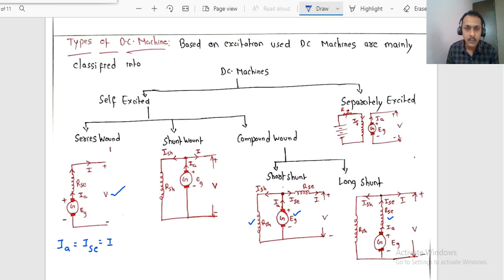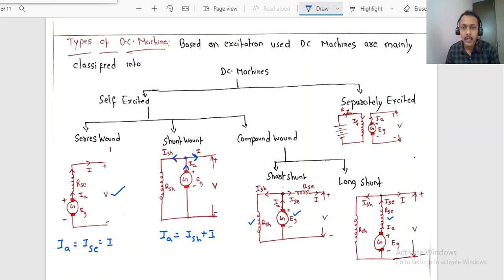Similarly, if you observe the shunt wound, at this point, if you apply KCL, whatever current is generated from the generator armature, IA, some part of the current flows to the field winding and the remaining part flows to the load. Therefore, out of the total current generated, IA, it gets divided into the shunt field current, ISH, plus I.